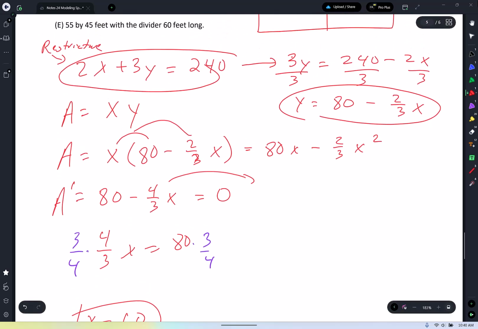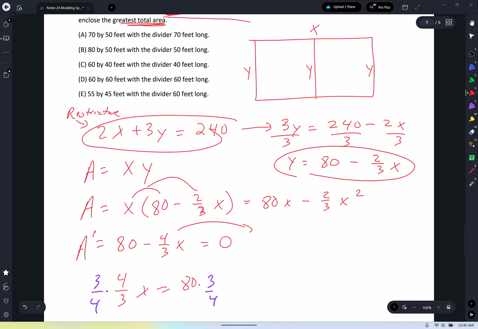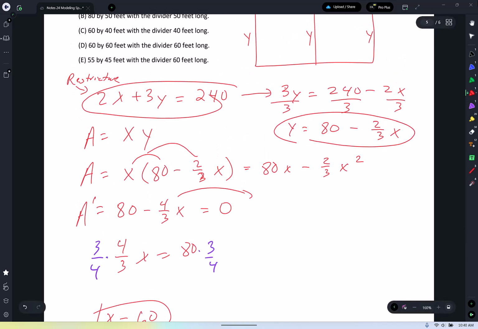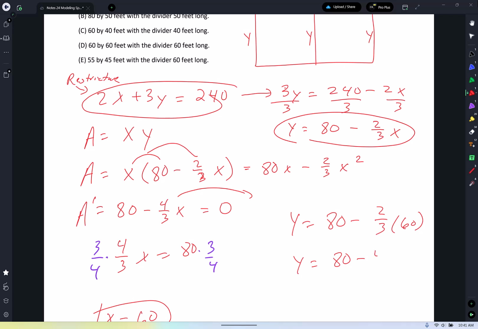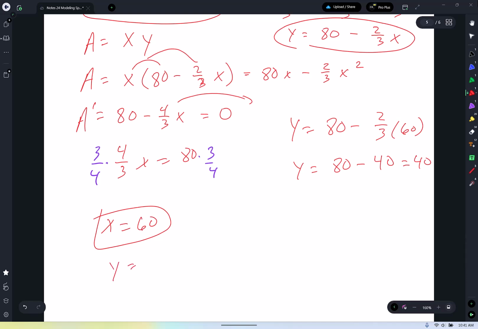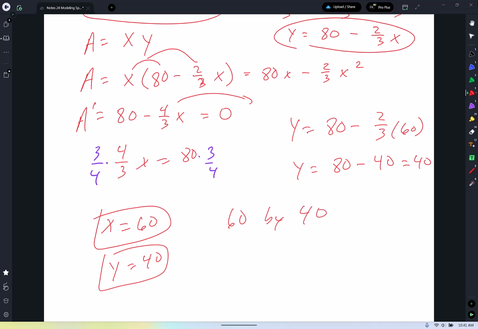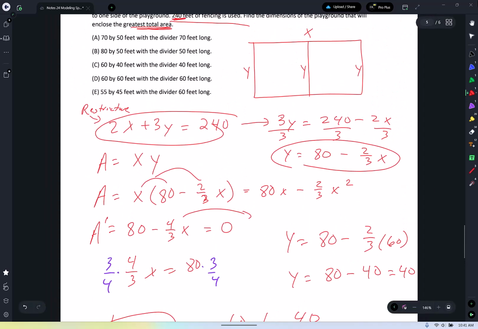Now, they didn't want just x. They wanted dimensions. If x is 60, how do I get the y? I come over here. Y equals 80 minus 2/3 times 60. So y equals 80 minus, 3 goes into 60 twenty times, 20 times 2 is 40. So y equals 40. So what are my dimensions? 60 by 40. And we look for that. 60 by 40. Here it is.